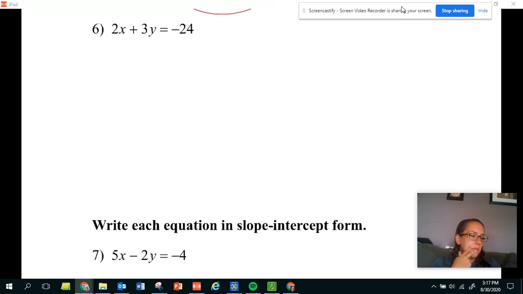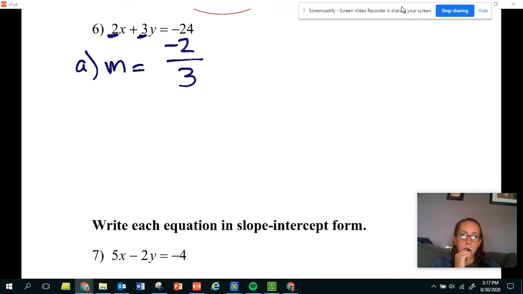The second part, or the second one, same thing. For my slope, I'm going to take the opposite of a, so the number with x, divided by b, or the number with y. Negative 2 over 3. That's my slope.